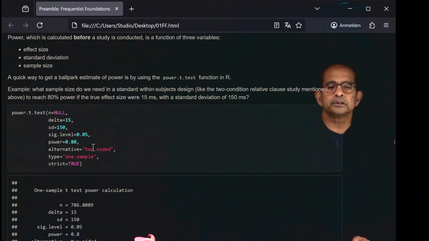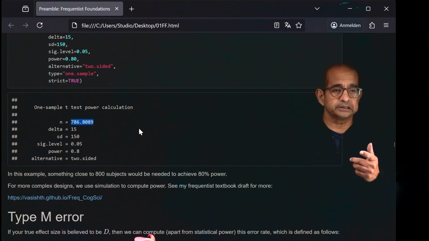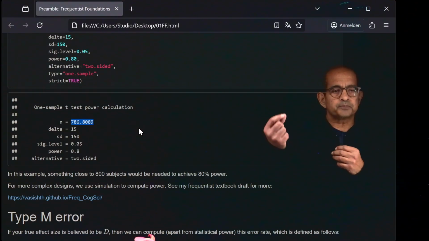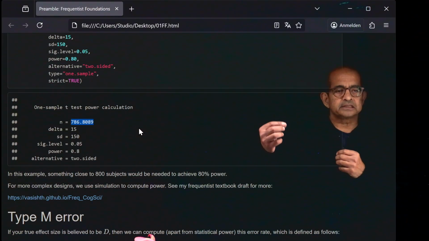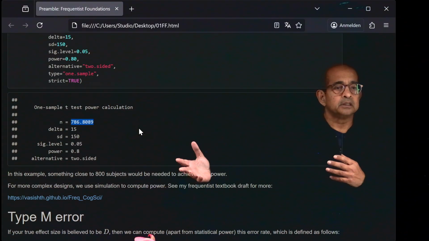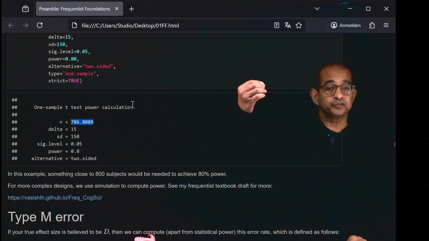Yes, so here's my command. So once I run this command, I get an output which tells me what sample size I would need in order to achieve 80% power given those particular parameter estimates, right? You can also ask different questions like, for a particular sample size and a given effect size and a given standard deviation, what would be my power for the particular experiment that I want to run in the future?